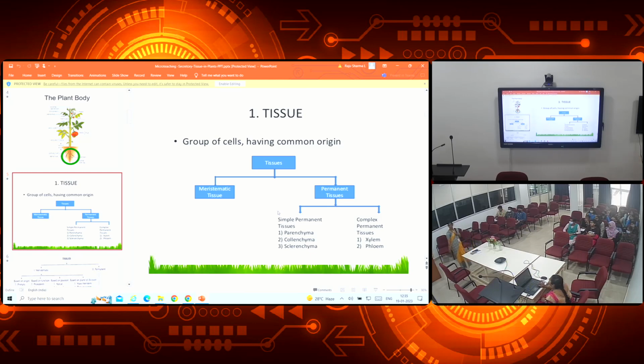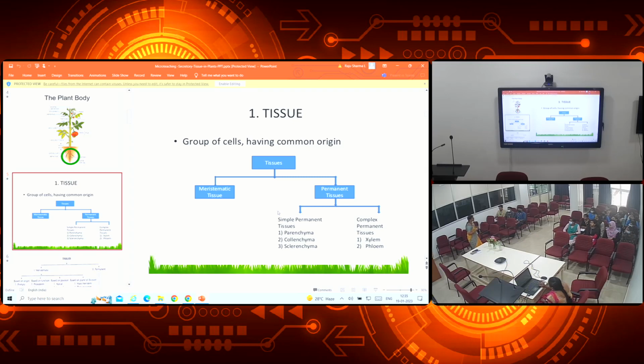Basically, this tissue can be divided into two categories. One is meristematic and another one is permanent tissue. What is meristematic? Meristematic is nothing but those cells which are always in an active stage of division. That is known as meristematic tissue, right? Does this division happen continuously? No, right? At a particular stage it stops. Then only we can differentiate the system-wise arrangement.